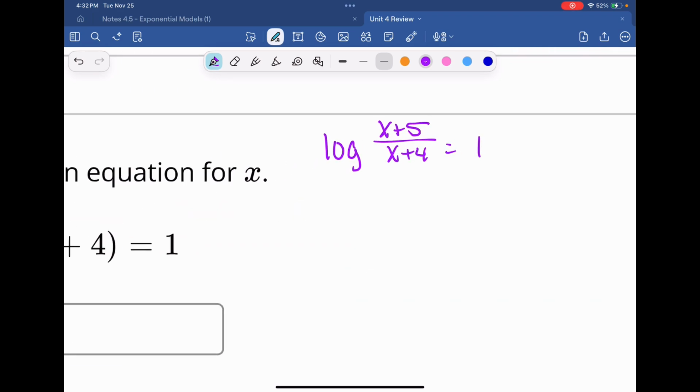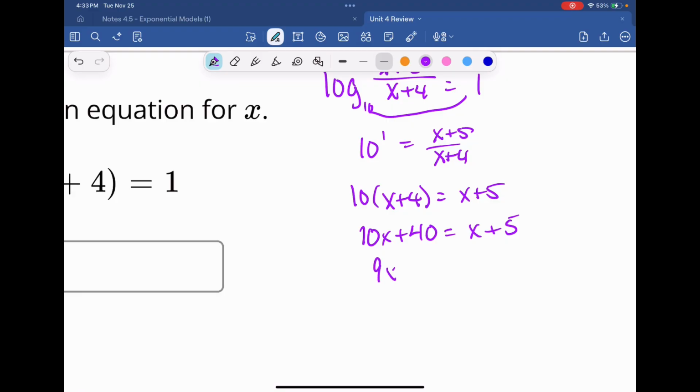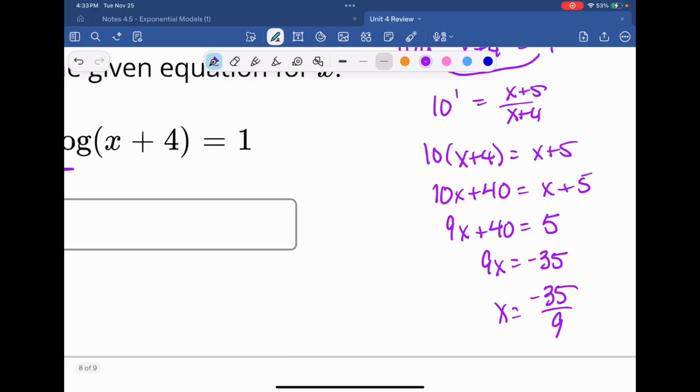This is a log base 10. So I'm going to rewrite it as an exponential. Loop around, that's your exponent. Cross multiply. Distribute. Subtract x. Subtract 40. Divide by 9. This is what it means by exact answer.